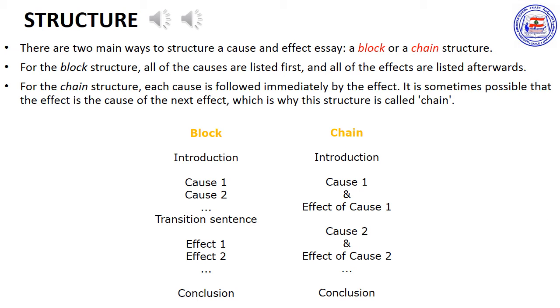The two types of structure, block and chain, are shown below. There are two main ways to structure a cause and effect essay: a block or a chain structure. For the block structure, all of the causes are listed first and all of the effects are listed afterwards. For the chain structure, each cause is followed immediately by the effect. It is sometimes possible that the effect is the cause of the next effect, which is why the structure is called a chain.